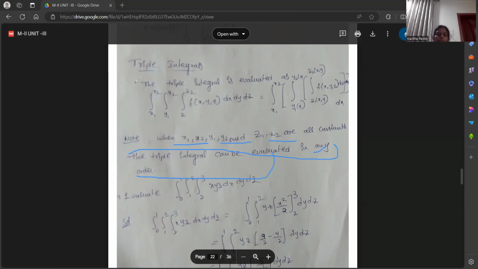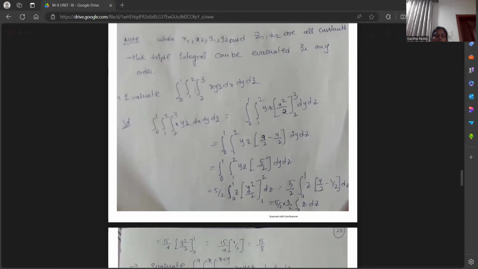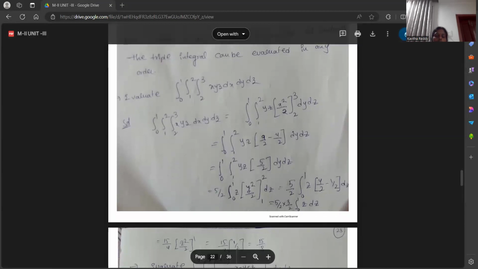Okay, now you will solve one problem based on triple integrals. Evaluate the triple integral with limits 0 to 1, 1 to 2, 2 to 3, of x y z dx dy dz.